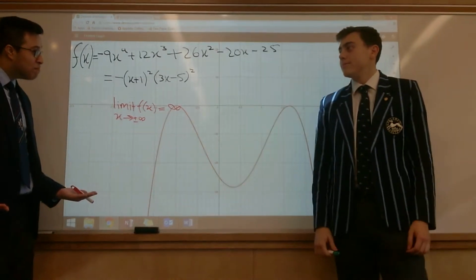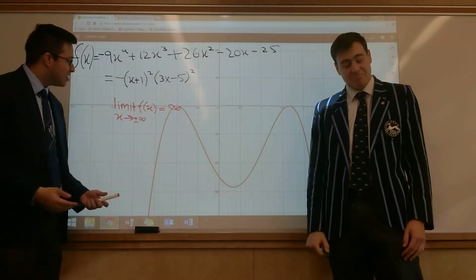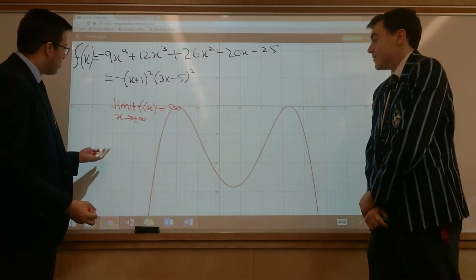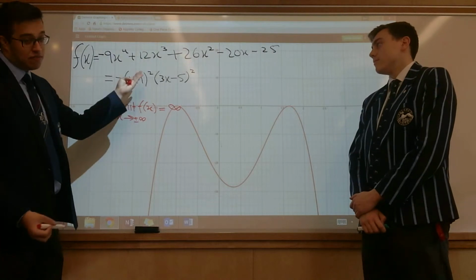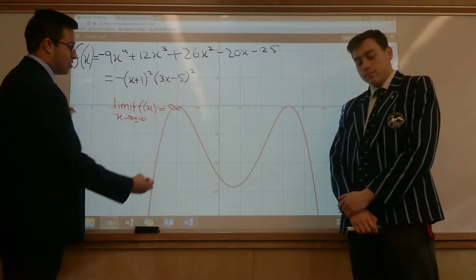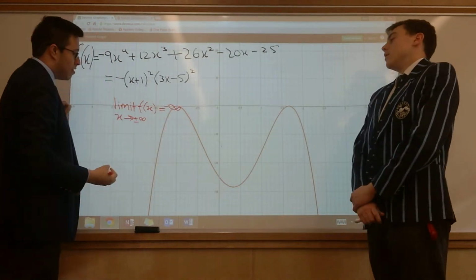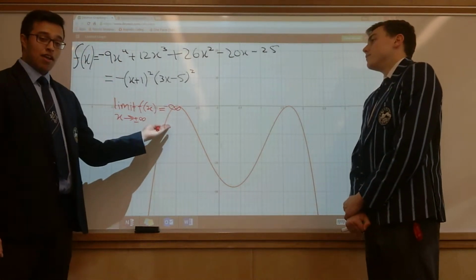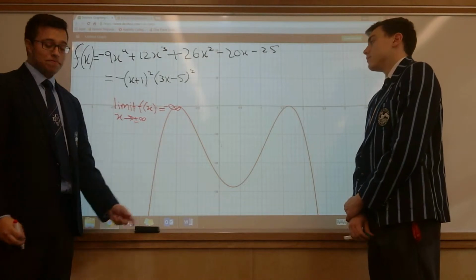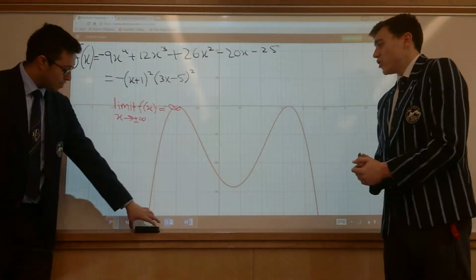You is smart. You a genius. Yes, you are right. Because of the minus sign, this graph is flipped over the x-axis. So that must mean that when x approaches positive or negative infinity, it equals negative infinity. Thank you, Isaac. My pleasure.